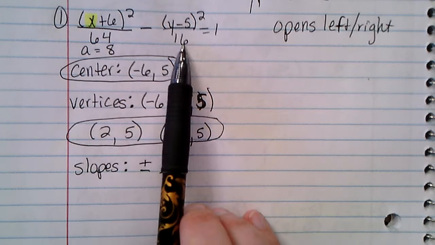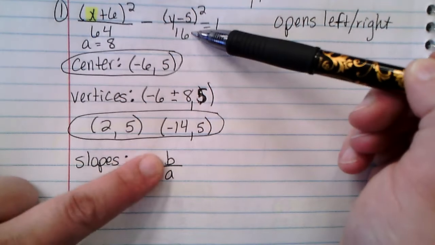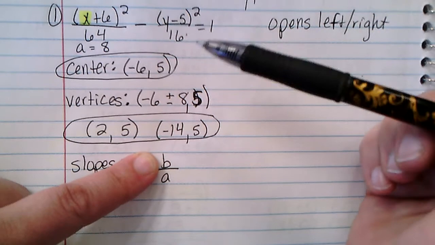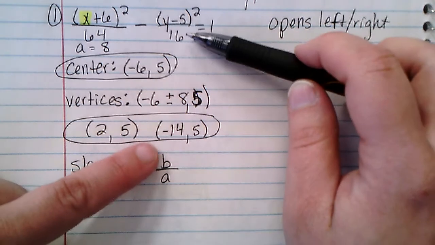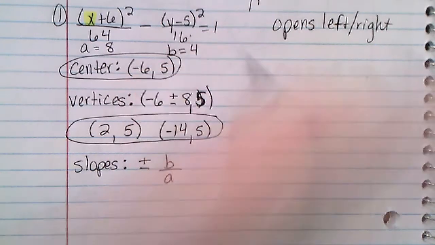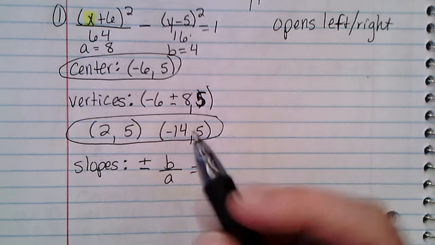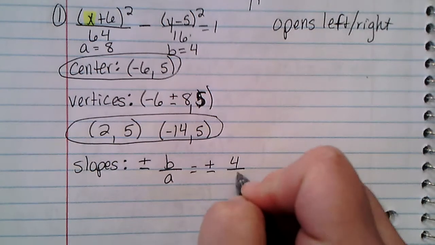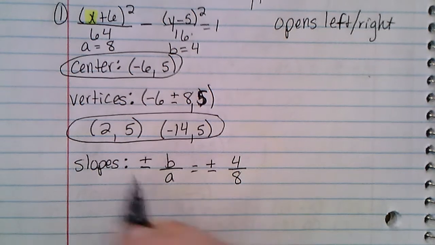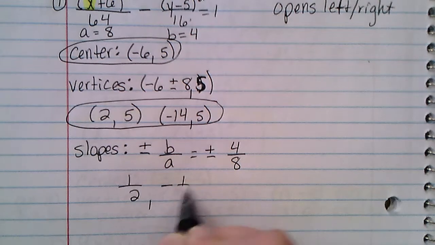We'll look up here. B is under y, a is under x. So y2 minus y1, not really, but kind of. I mean, we don't have a y2 and a y1. I'm just kind of trying to make that connection for you. So basically y over x. So now I need this b value. I didn't need it earlier, but the square root of 16 is 4. So that's going to be positive and negative of b is 4, a is 8. Of course, that can be simplified, and we do want to simplify that if we can. So the slopes of our asymptotes are positive 1/2 and negative 1/2.